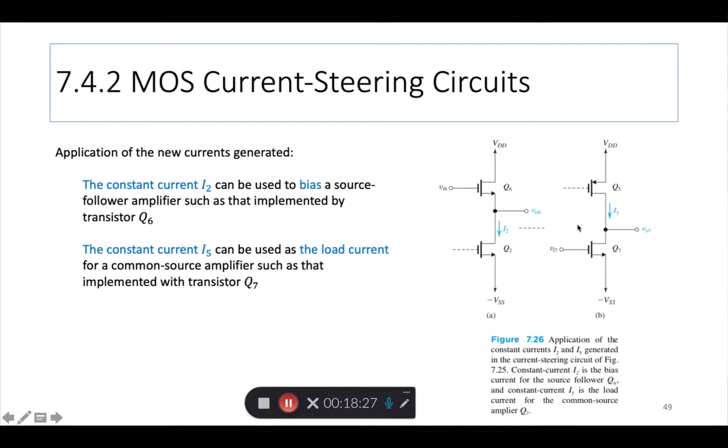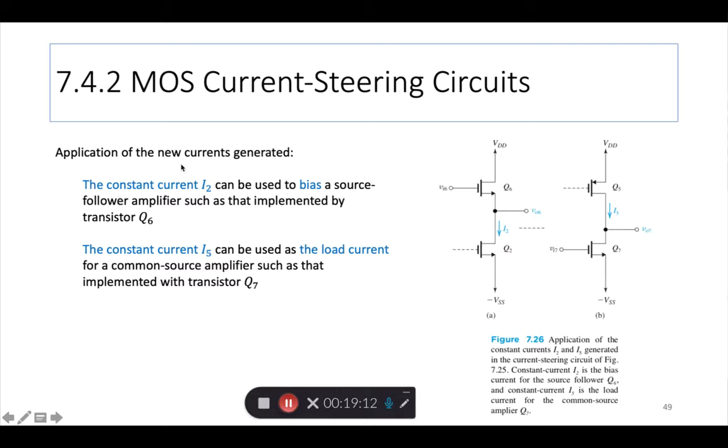Okay. So a note about what are we doing with those new currents. We created I2, then we created I5. So, application of the constant currents I2 and I5 generated in the previous circuit. First current I2, it's here. So I2 can be used to bias a source follower amplifier. This is a source follower amplifier, which is also called common drain, if you remember. A source follower amplifier is implemented using Q6, and it needs a bias current, and that bias current is coming from Q2.